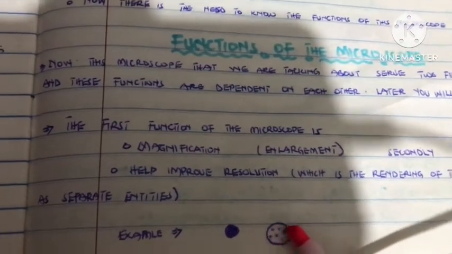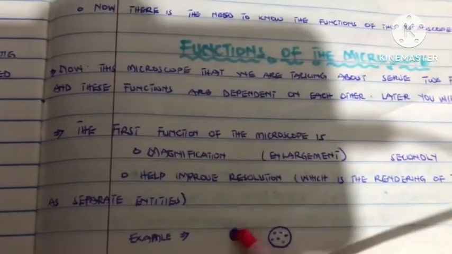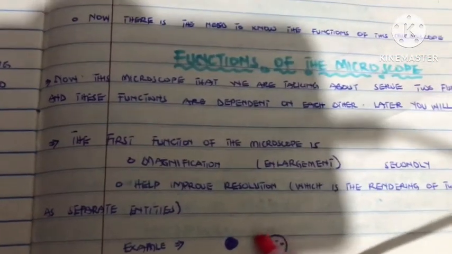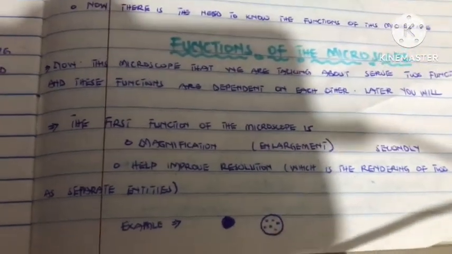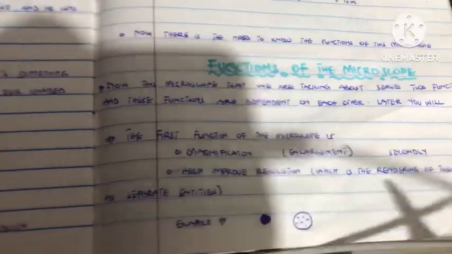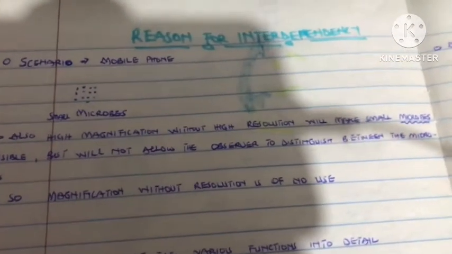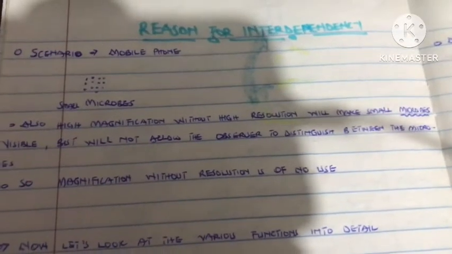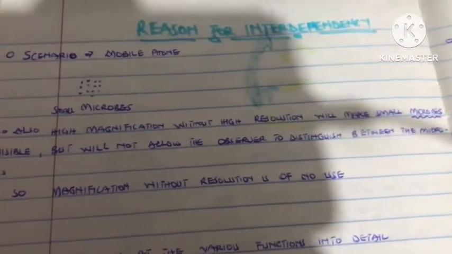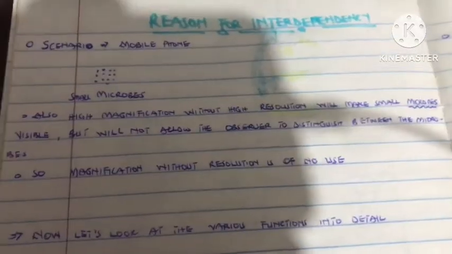These many smaller dots come together to give us this one large dot. You understand? And that is resolution. Hope you understand. So now let's look at the reason for the interdependency. Why am I saying that magnification and resolution are dependent on each other? Let me use this scenario.